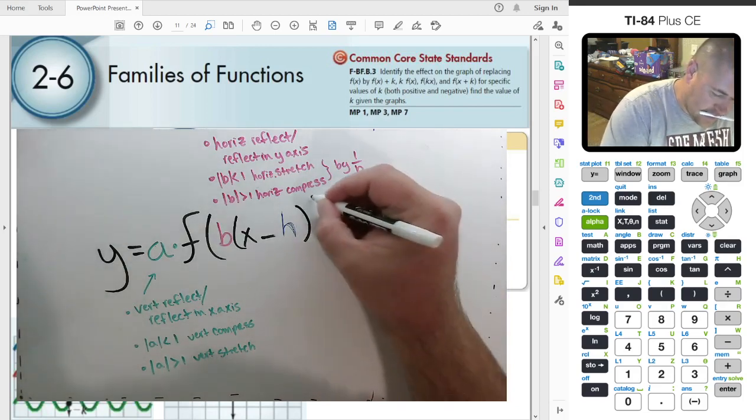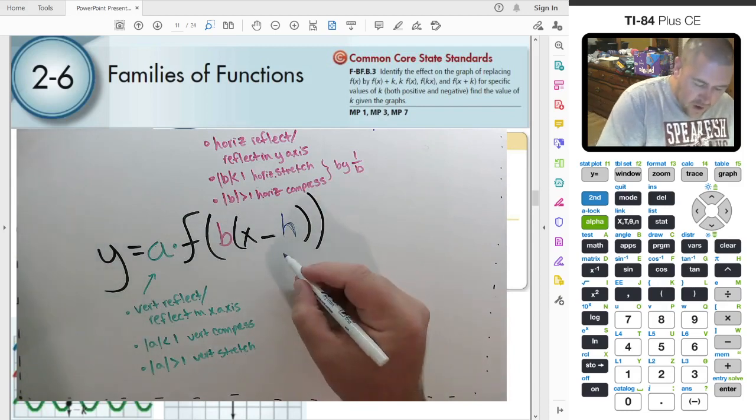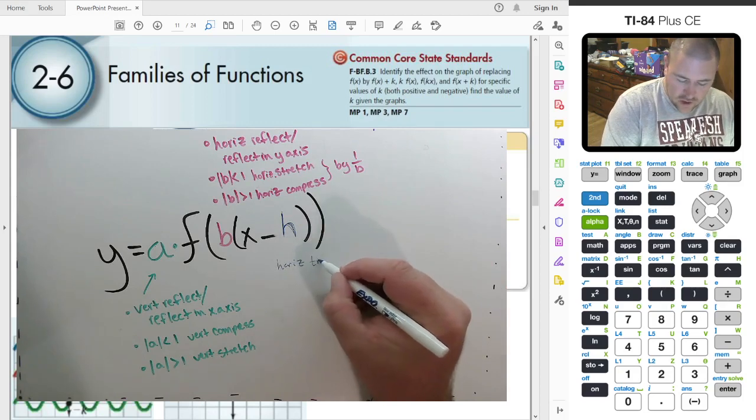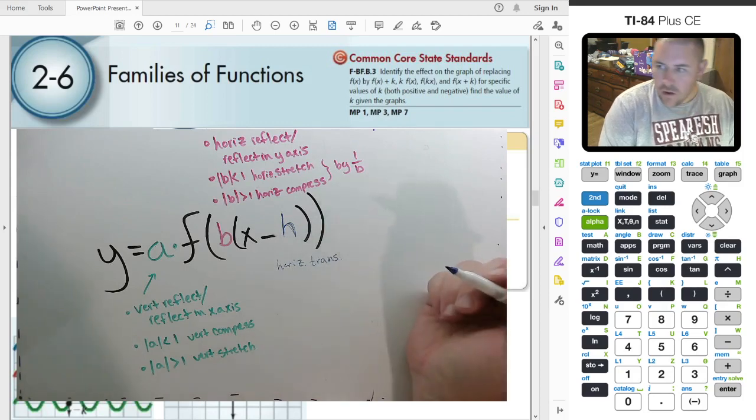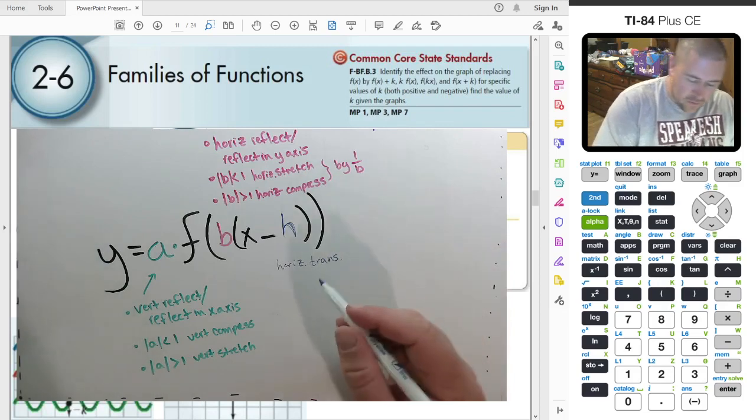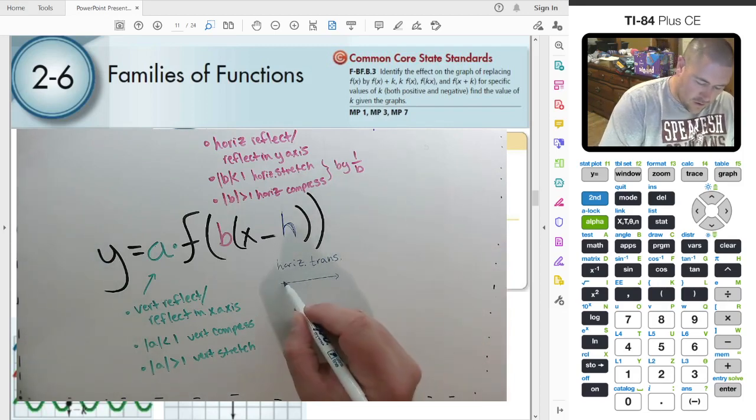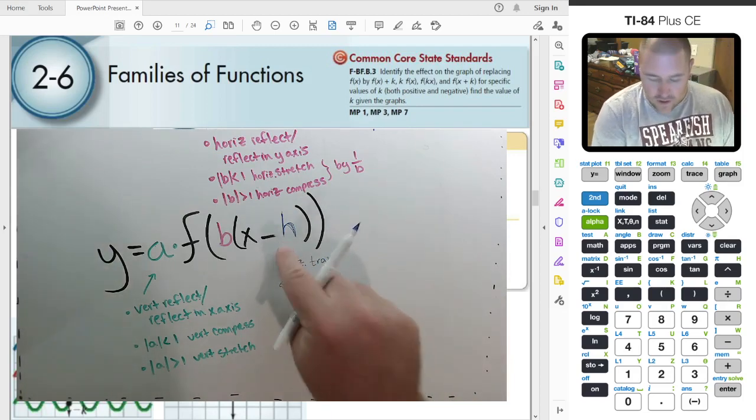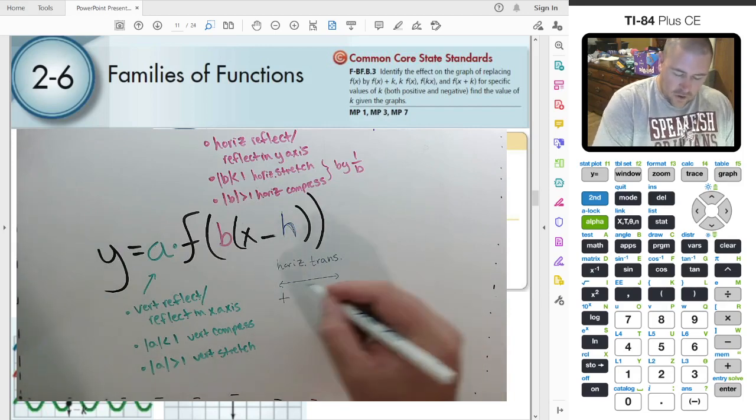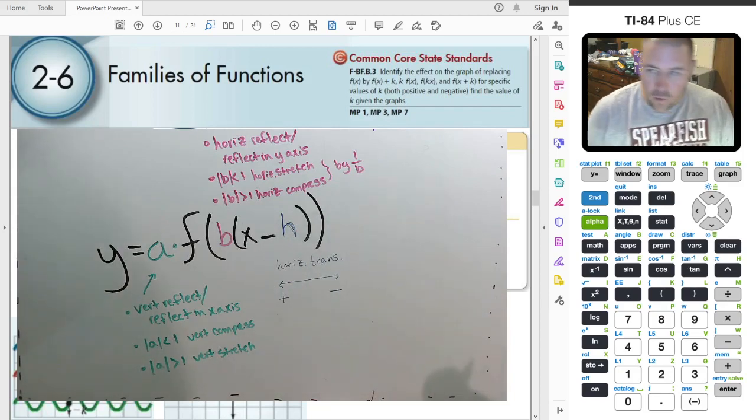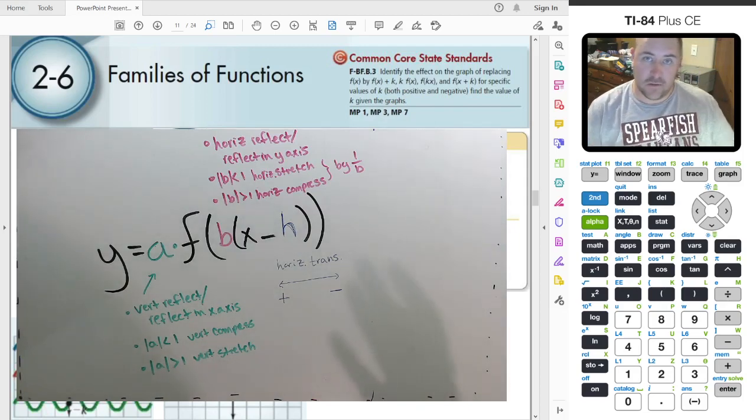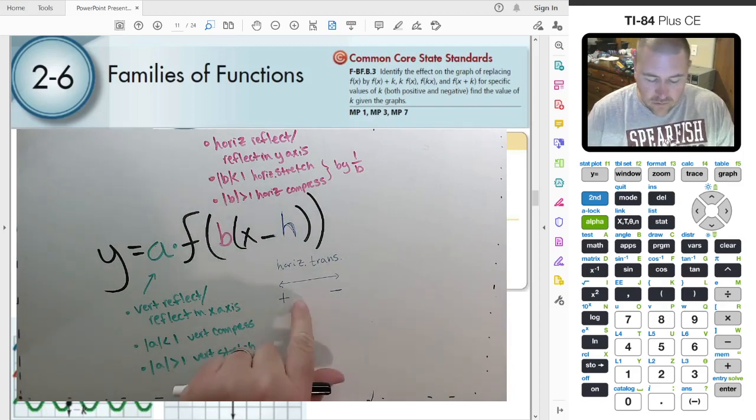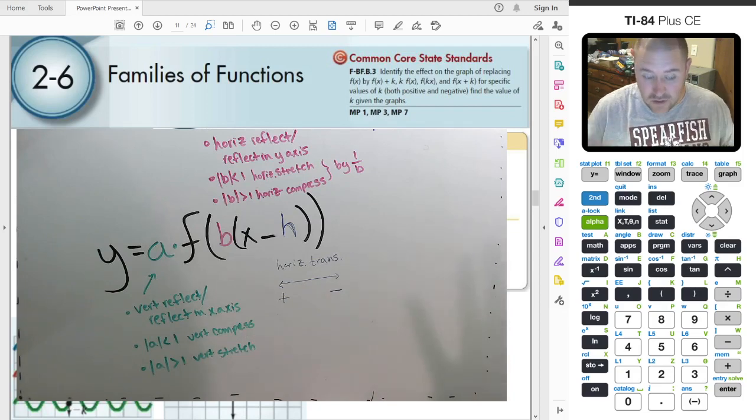H is my horizontal translation. A horizontal translation means a slide from left to right or right to left. But because it's grouped in with the x, everything is going to be bass-ackwards. So I want you to draw this little line here with the plus minus on their opposite sides. Okay, we'll get to it with the examples, but this one's really easy to do. You just got to remember it's bass-ackwards land.